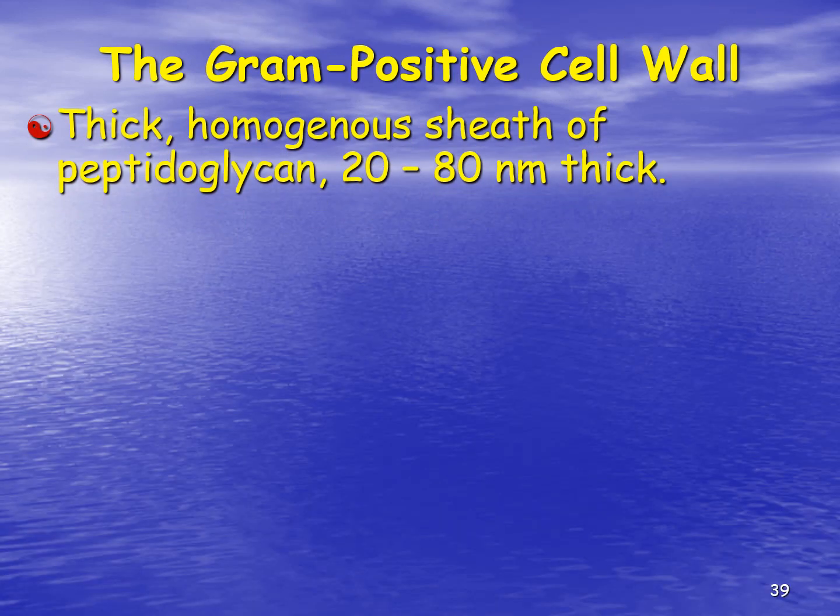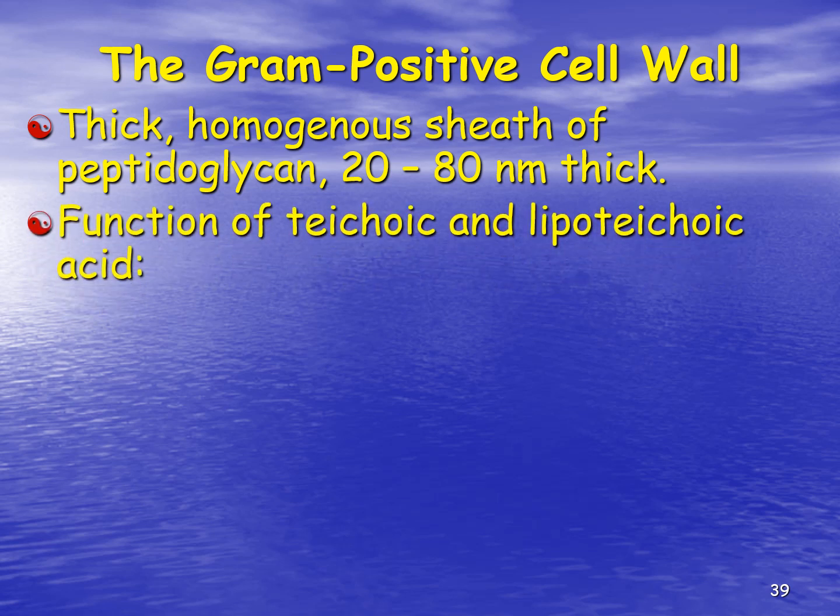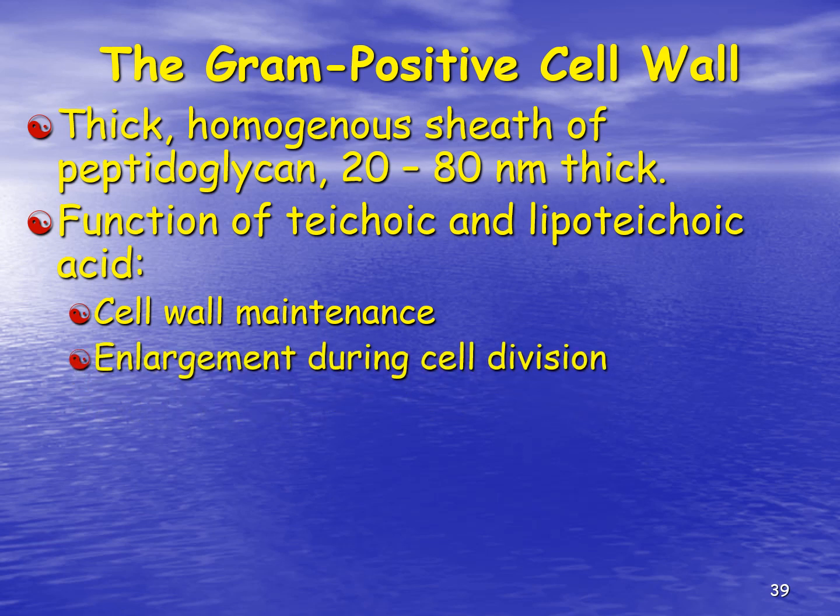So how thick is the gram-positive cell wall? Well, it's about 20 to 80 nanometers thick. And you think, wow, nanometers, that's not real thick. Well, it is relatively to the gram-negatives. The functions of the teichoic and lipoteichoic acids will be to help maintain the cell wall. Again, it's kind of like the glue that fits all of the wood layers together. It actually will allow enlargement of the cell during cell division. And the teichoic and lipoteichoic acids actually will form an acidic charge on the cell surface.